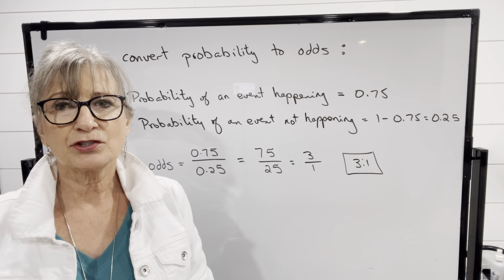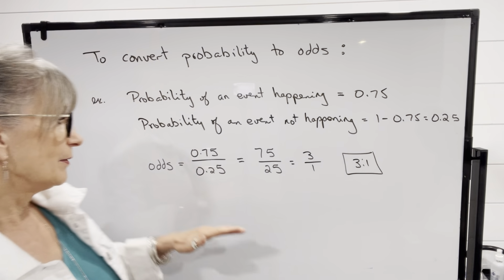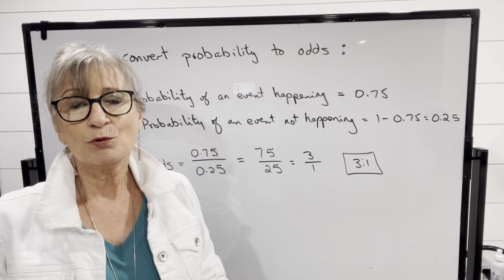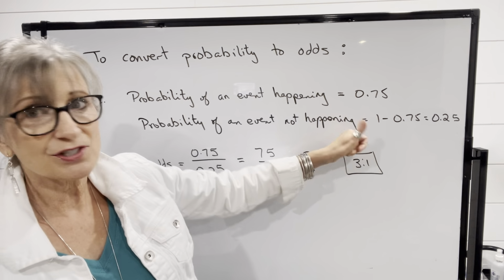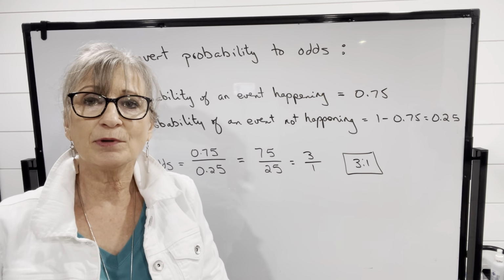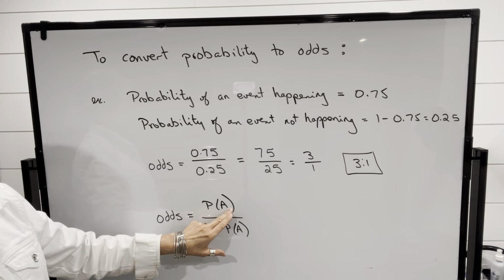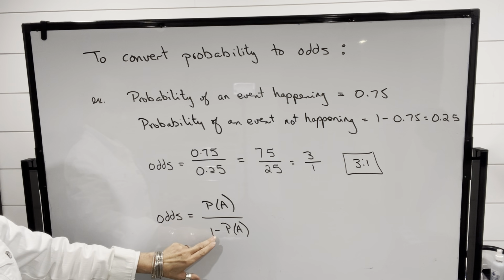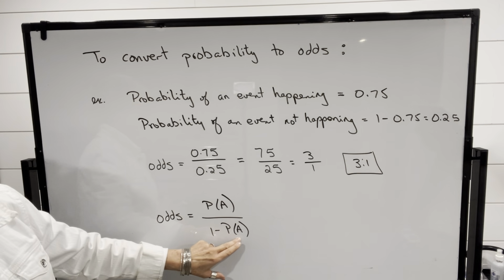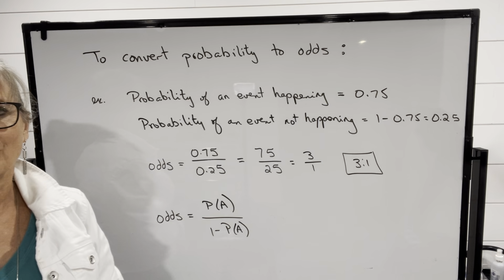One other thing I want to mention is sometimes you're going to see the odds for something and the odds against it. What I'm dealing with is the odds for that thing happening. If you wanted to find the odds against, you would just flip the numbers. You would take the reciprocal of this fraction. Now I'm going to show you the formula. To calculate odds, you take the probability of the event happening and divide that by 1 minus the probability of it happening. So this represents the probability of it not happening. And that's exactly what we did in this example.